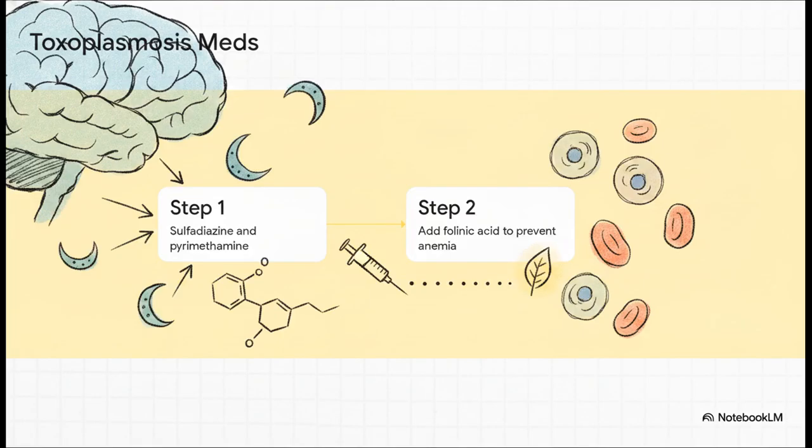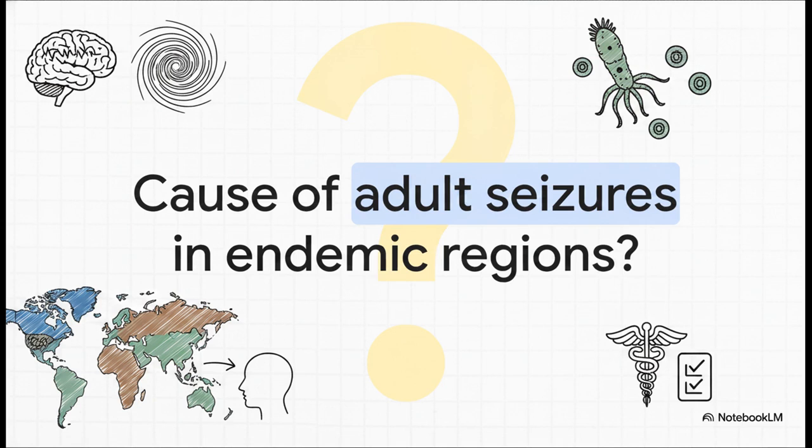For toxo treatment, there's a pharmacology step you cannot forget. Step 1, you load them with sulfadiazine and pyrimethamine. But step 2 is you absolutely have to add folinic acid. And actually, they don't just add it for no reason. It's specifically there to rescue the normal cells and stop the patient from developing severe megaloblastic anemia caused by the pyrimethamine.